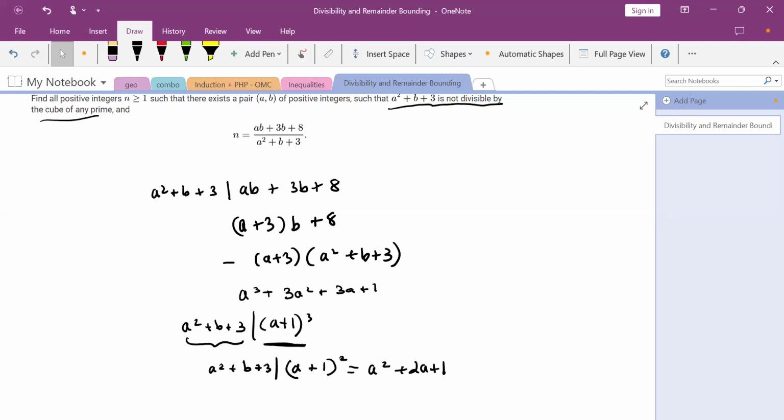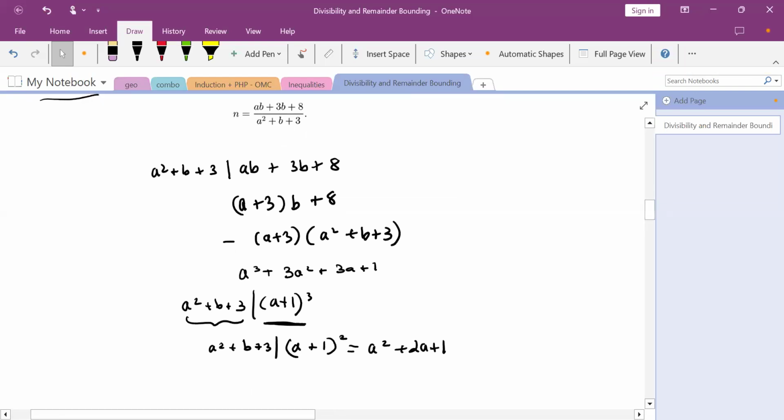No number greater than a square can divide a square plus 2a plus 1. No positive integer greater than a square plus b plus 3 can divide a square plus 2a plus 1. And since b is positive, there is no such number.